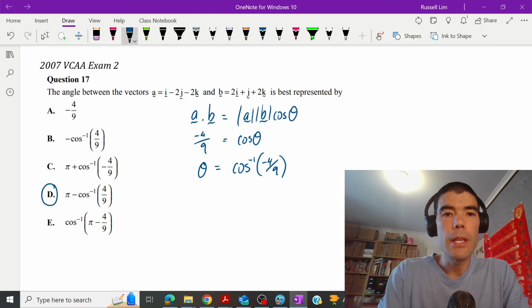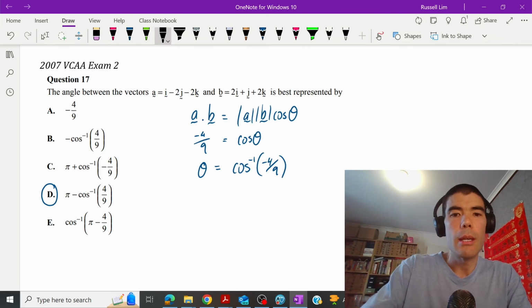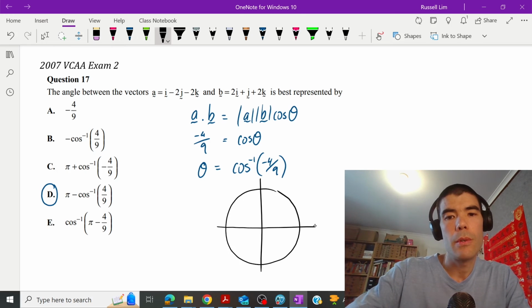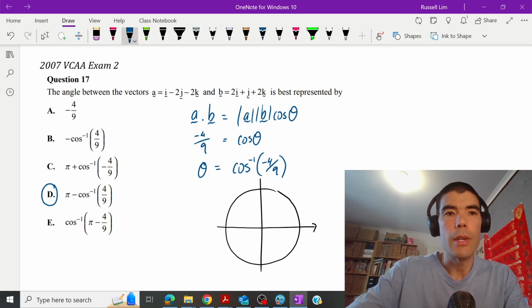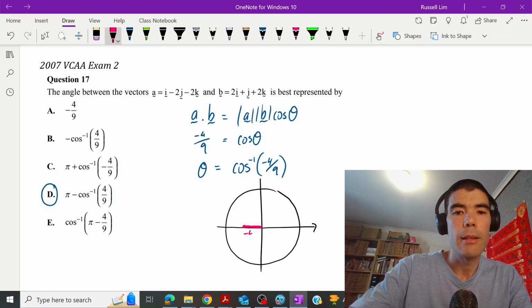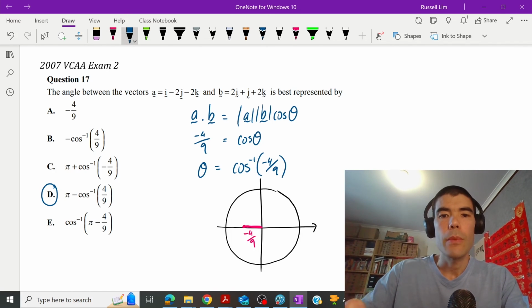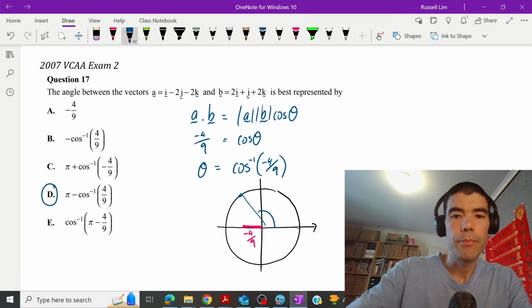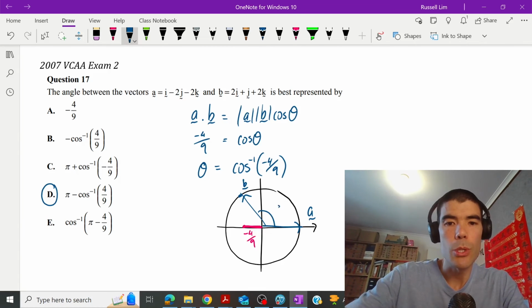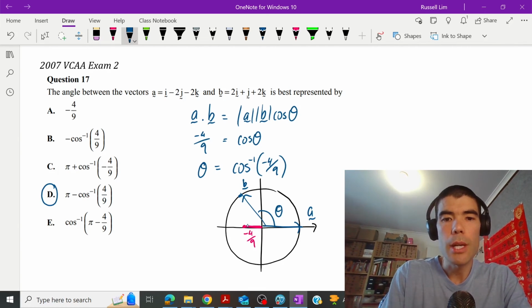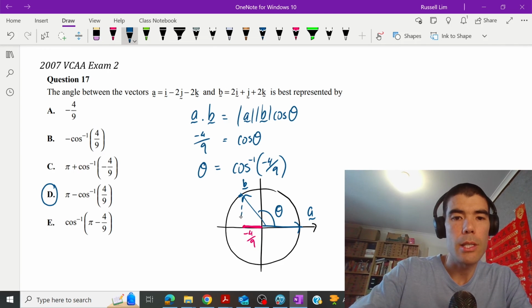The cosine of theta is negative 4 on 9. So if the cosine is negative, think about the unit circle. We're in quadrant 2 or 3. So let's say if we're in the unit circle, negative 4/9 is just about less than half. What are the two vectors going to look like? Well, our angle is going around to say here. We want the angle between the two vectors. And what we know is that the cosine is negative 4 over 9, just to here, right?